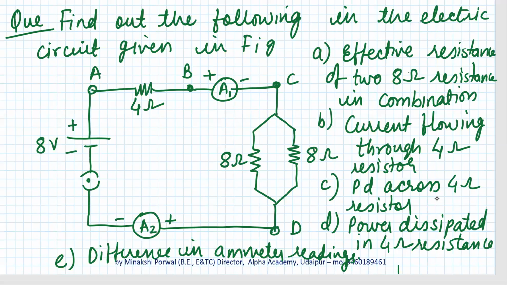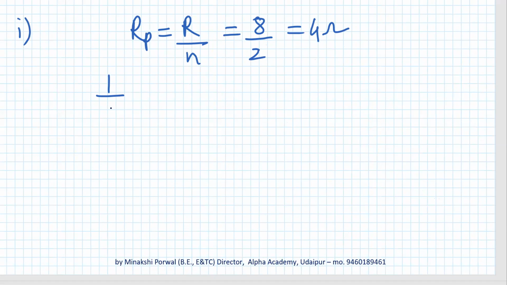Okay, so actually we are given, find out the following in the electric circuit given in the figure. The effective resistance of the two 8 ohm resistances. Both of them are in parallel, so for the effective resistance we have a short formula also. If both resistance values are equal, we can just find it as 8/2, so 4 ohm. If you want to find it by the elaborate method, you can do that also.